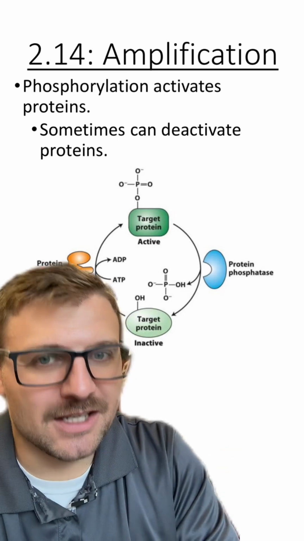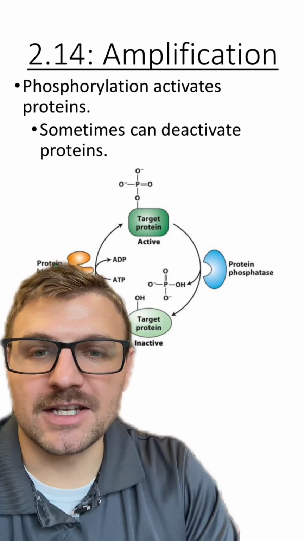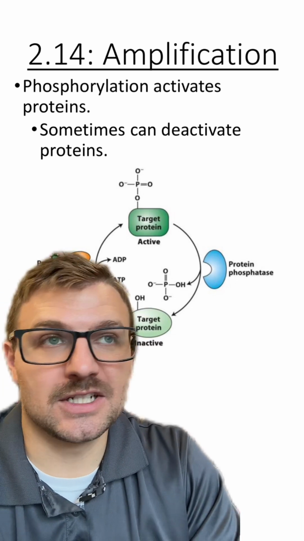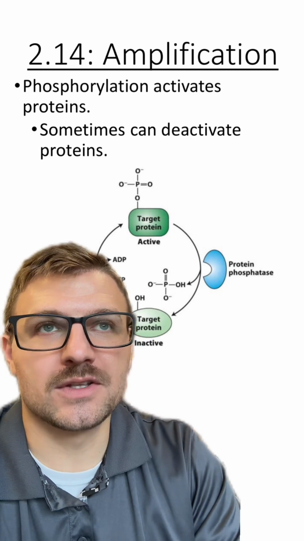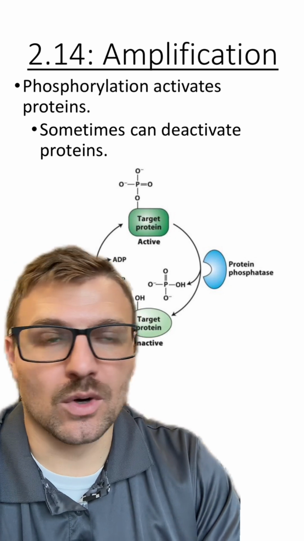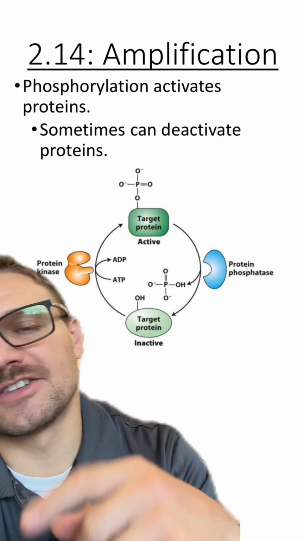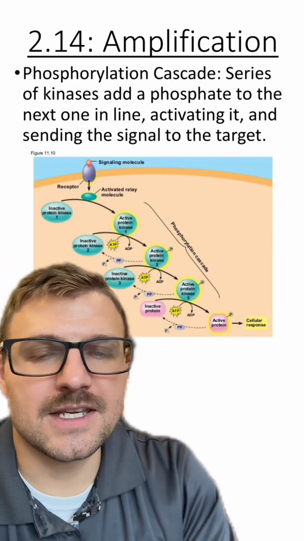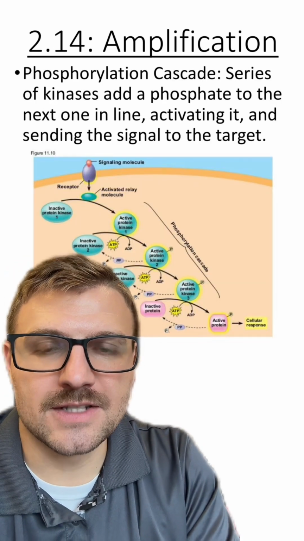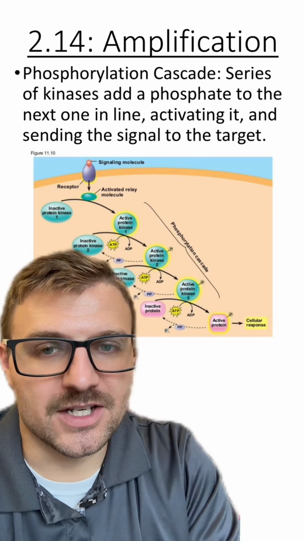Now, typically phosphorylation activates proteins, and this is usually done by that phosphate group changing the shape of the protein in some way. But it's not always the case. Sometimes there will be proteins that are deactivated or shut off through phosphorylation. But again, most of the time when we add that phosphate group, that protein will change shape, activating it in some way.